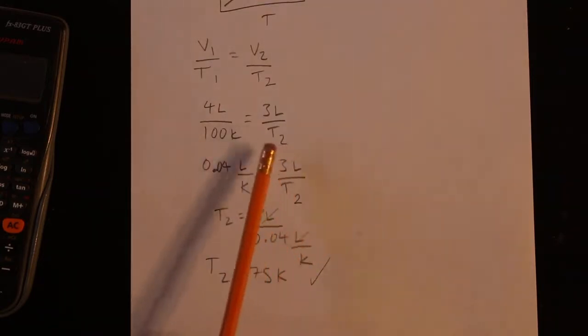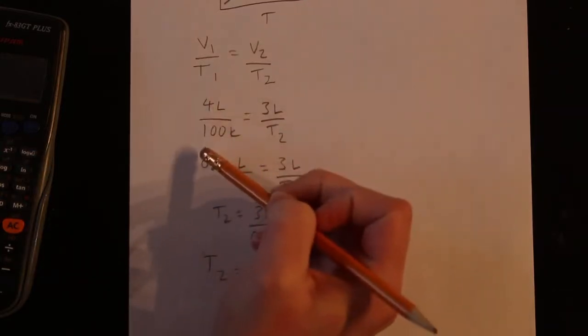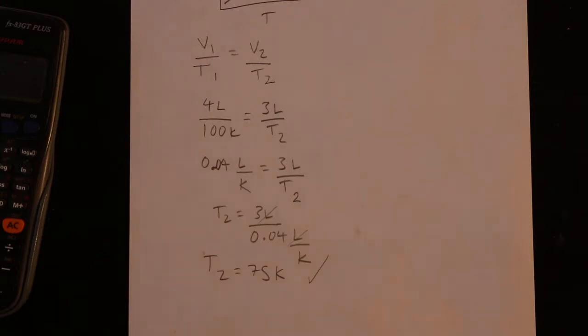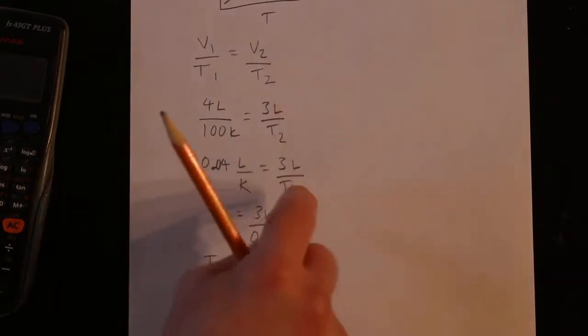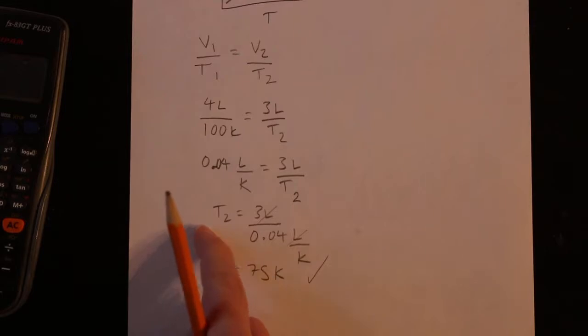So just to be clear again, if what you're trying to find is in the denominator, you can just work out what this number is, ensuring all of your units throughout the question are the same. So liters and liters, Kelvin and Kelvin. Once you get that number, you can switch T2 and this whole thing to get T2 by itself, and then you get a number.